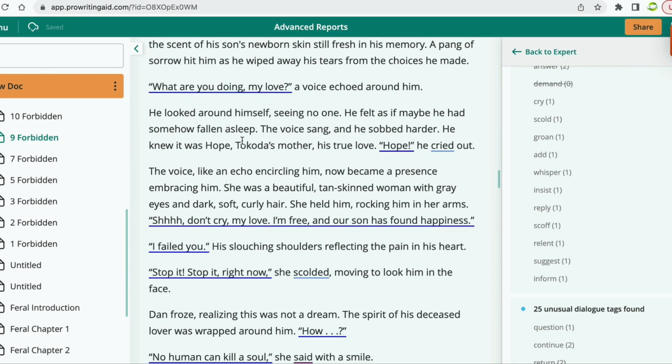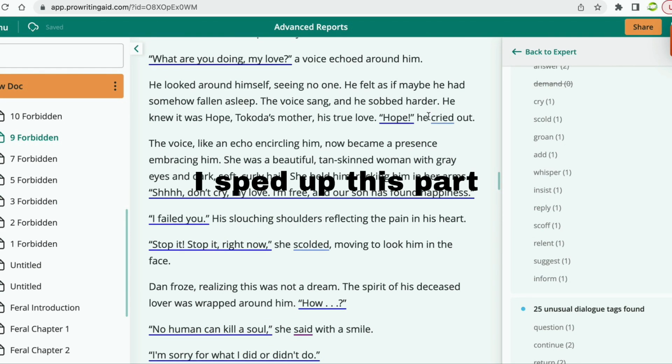Let's go to the next one. This is fine. This is not. No, see what he says. He looked around himself, seeing no one. He felt as if maybe he had somehow fallen asleep. The voice sang, and he sobbed harder. He knew it was Hope, Dakota's mother, his true love.